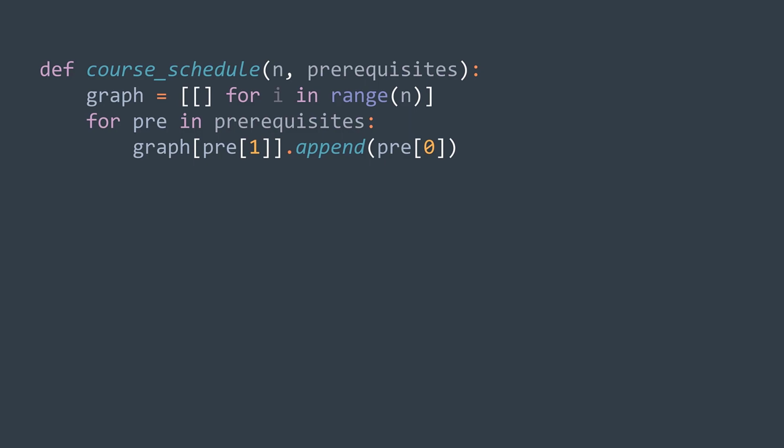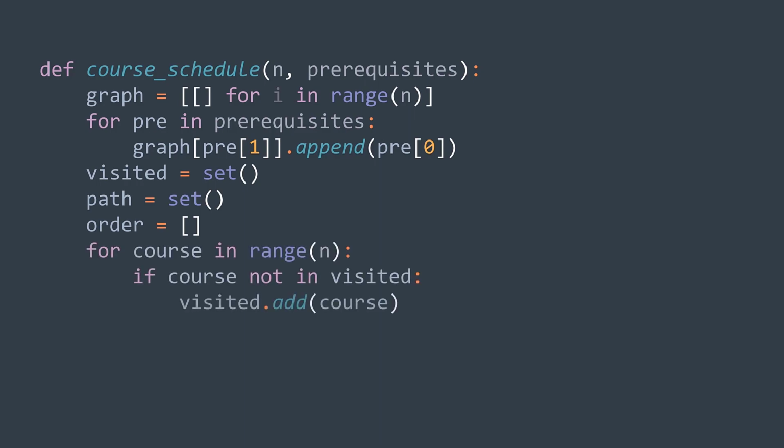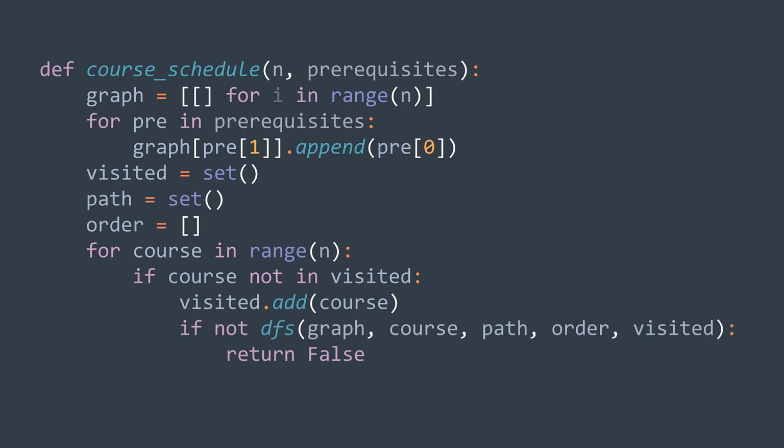Now that we've built the adjacency list, we can start traversing. But before, we create the visited set, the path stack which is also a set, and the order stack. Then for each unvisited course, we add it to visited. And if calling DFS with it returns false, it means that we couldn't build the order, we found a cycle, so return false, we can't study all the courses.